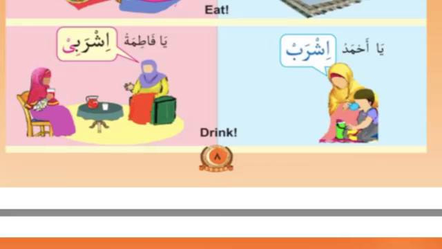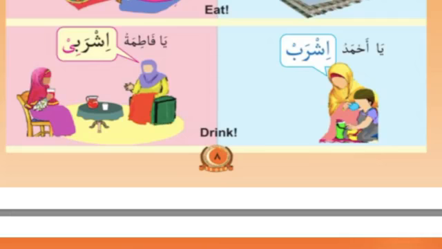And on the right side in the picture, there is a mother with her son. The mother is commanding her son to drink. So she says, Ishrab, drink. So her son's name is Ahmad. She says, Ya Ahmadu, Ishrab. Ya Ahmadu, O Ahmad, Ishrab, drink.